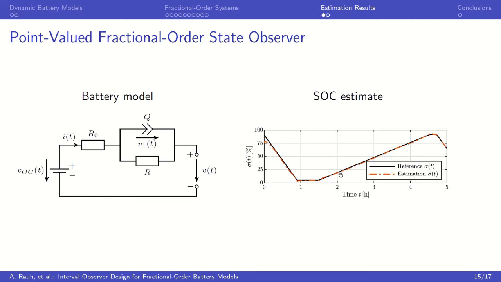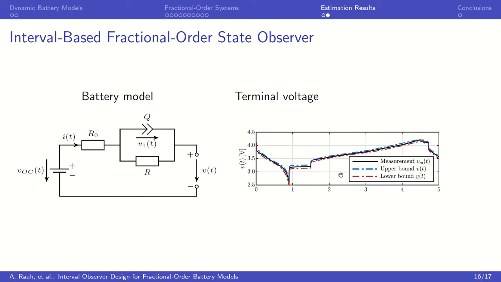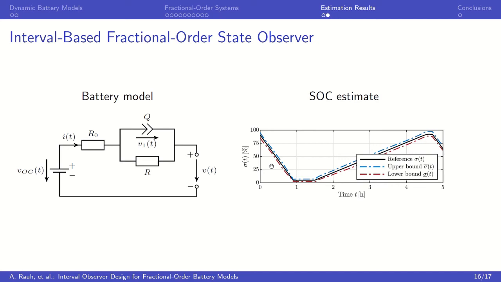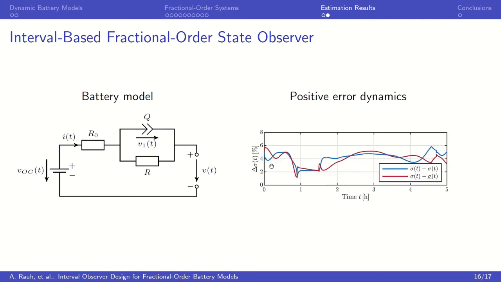Now, when we come to the interval observer, we become able to account for bounded uncertainty in the measured system output, as well as for the bounded uncertainty here in the corresponding open circuit voltage. In such a way, the interval observer determines guaranteed upper and lower bounds for the corresponding terminal voltage, as well as for the reconstructed internal system state, in our case, the state of charge. It can be shown also numerically that the estimation dynamics are strictly positive, as you can see it here on the right-hand side.